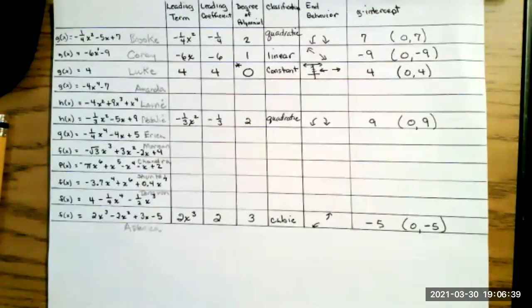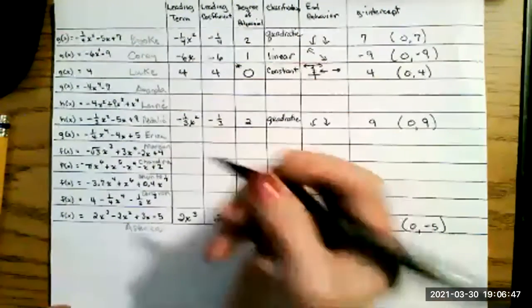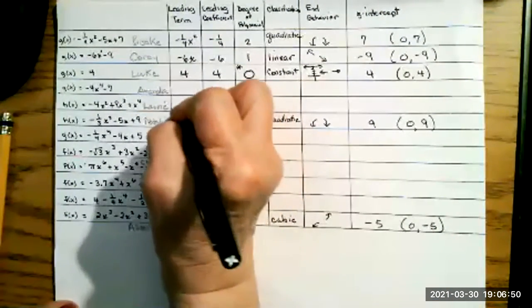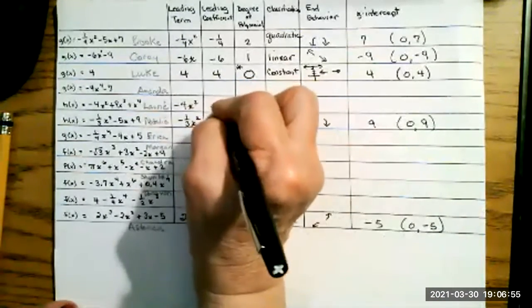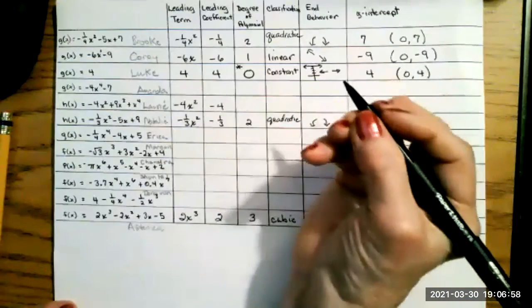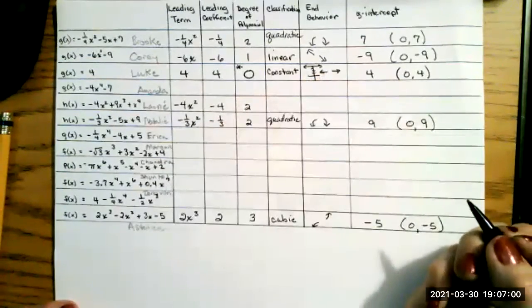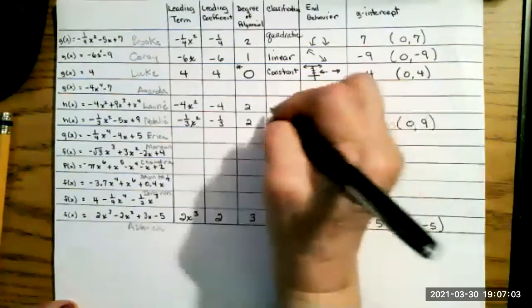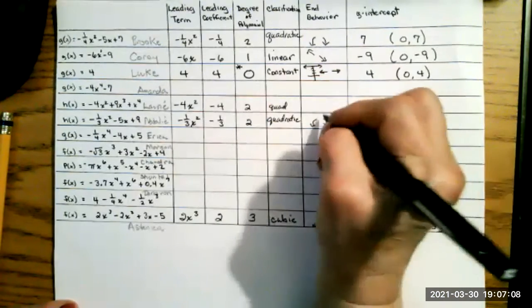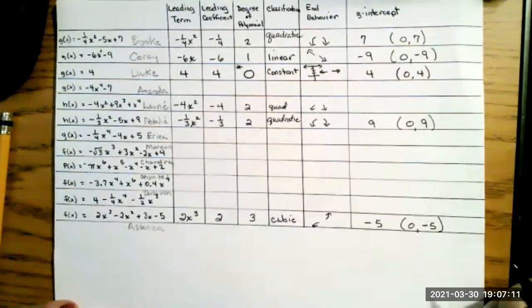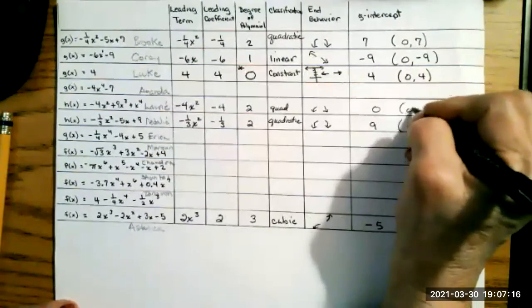Okay, who's next? I can go next. Okay, who's that? Lori. So the leading term is negative 4x squared. Okay. The leading coefficient is negative 4. Okay. The degree is 2. Okay. It's quadratic. Okay. And it faces upside down. A frowning. And then the y-intercept is 0, and it would be 0, 0.